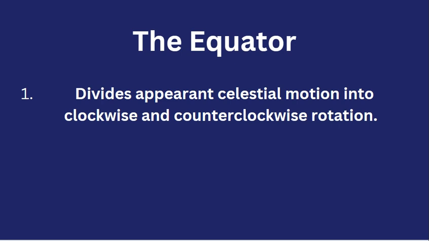The magic flat earth, the equator. Now, this is going to comprise a couple of videos just showing how on any possible flat earth model the equator would have to be magical, based on what we see and observe in the celestial sphere. The first thing I want to touch on is that the equator divides apparent celestial motion into clockwise and counterclockwise rotation.